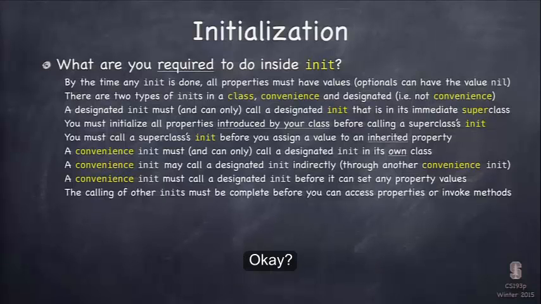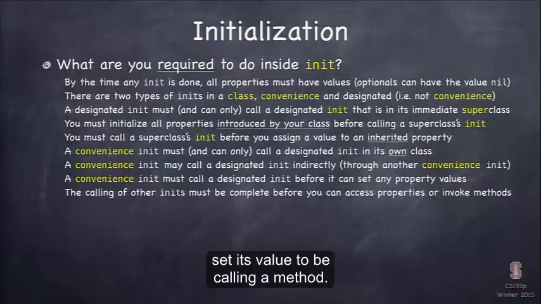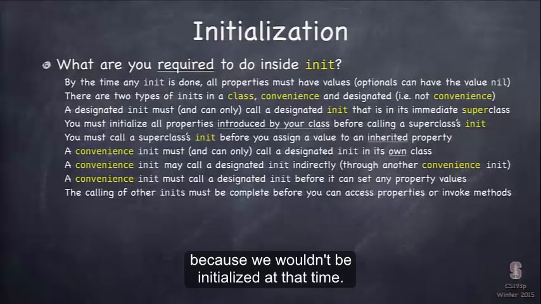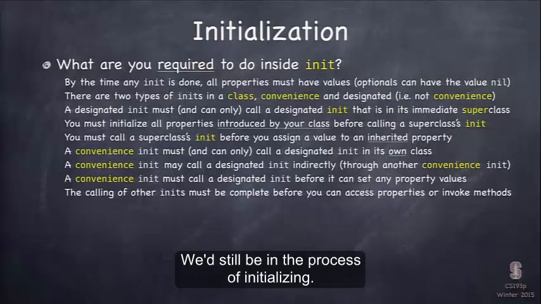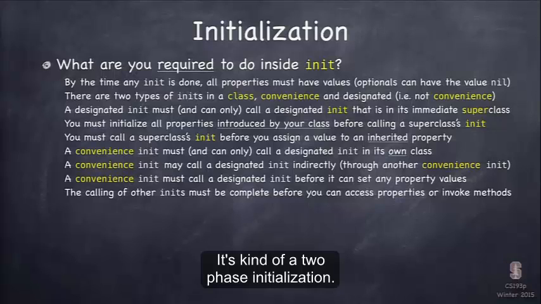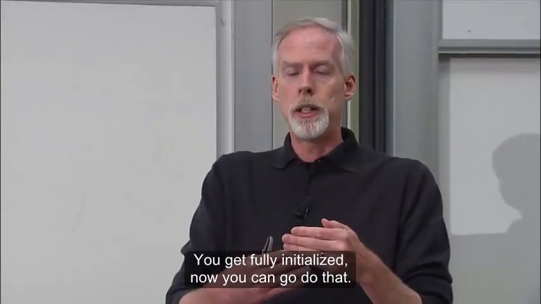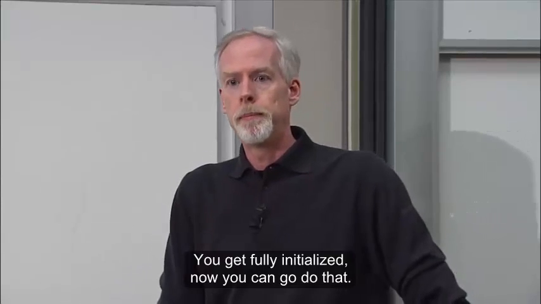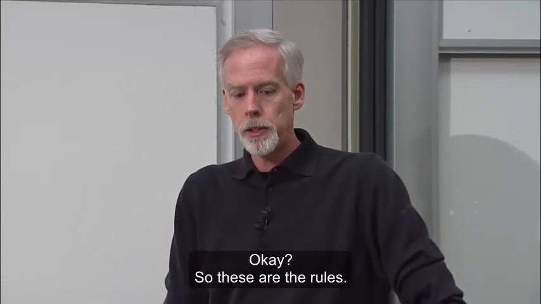That's why we have to use lazy if we want a property to set its value by calling a method, because we can't do it non-lazily, since we wouldn't be initialized at that time. We'd still be in the process of initializing. It's kind of a 2-phase initialization. You get fully initialized, now you can go do that. Okay, so these are the rules.